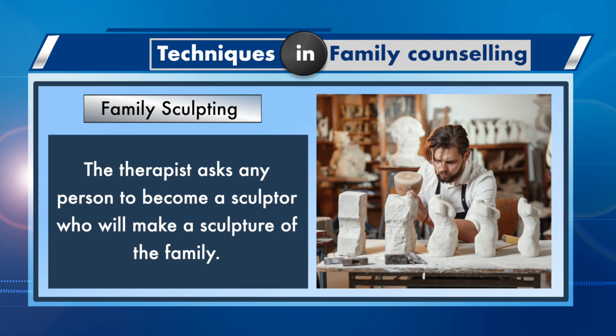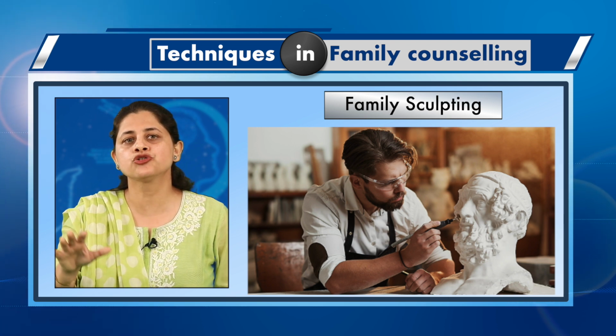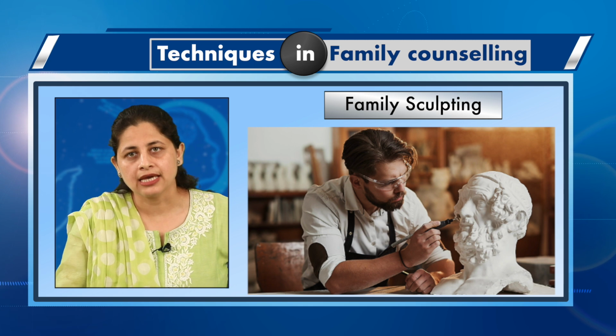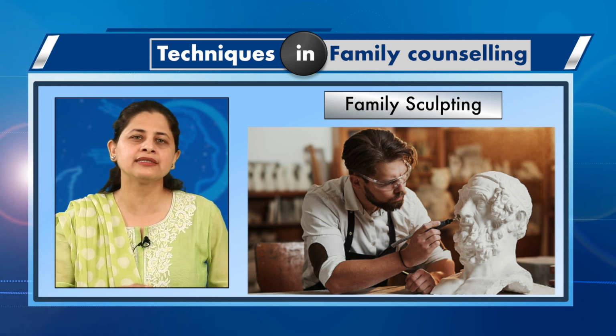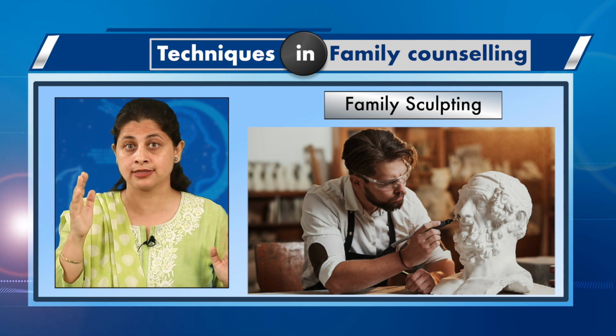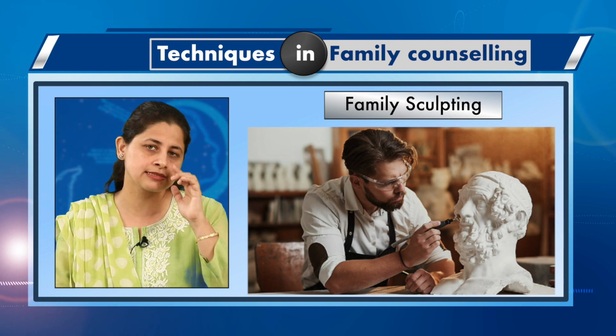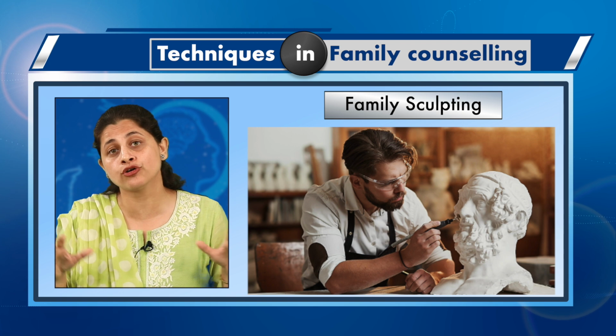That person is asked to place the people of the family in particular positions which the sculptor feels best reflects the family. So suppose the sculptor feels his father to be a dominating and egoistic person. He might place his father in a standing position with his chin up and ask him to raise his eyebrows. So that is the sculpture he is making of the father.